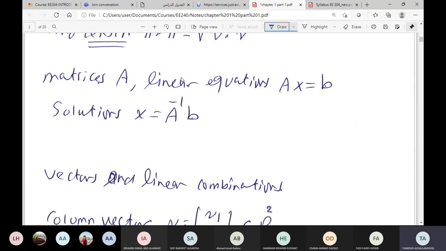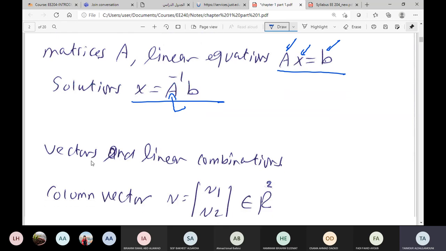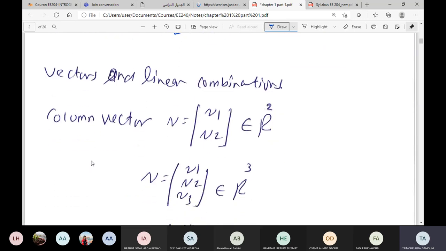Now, for a linear system of equations, we can write the system in matrix format in this form, where A is the coefficient matrix, X is the unknown vector, and B is the known vector. The solution is X equals A inverse B, and this is only when A is invertible. We will come to this later.